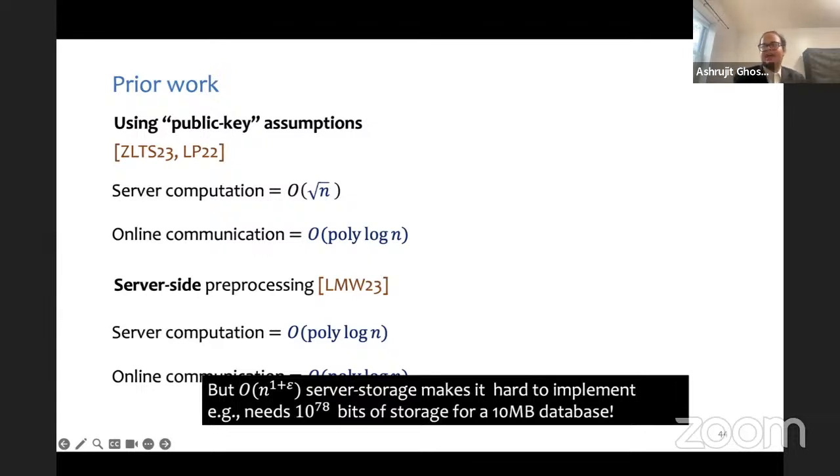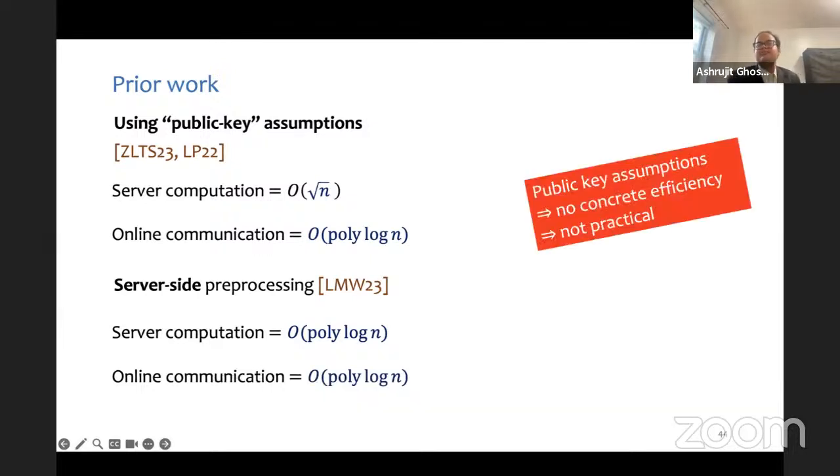And a paper recently tried to estimate the storage required. They could not implement it because the storage was prohibitively large. And from some calculations they did, they showed that a 10 megabyte database would require roughly 10 power 78 bits of storage on the server, which is not feasible by any means. Even with these client-side preprocessing PIR constructions from public key cryptography, because public key cryptography is very expensive, these schemes don't really have concrete efficiency and are not very suitable to be used at scale.